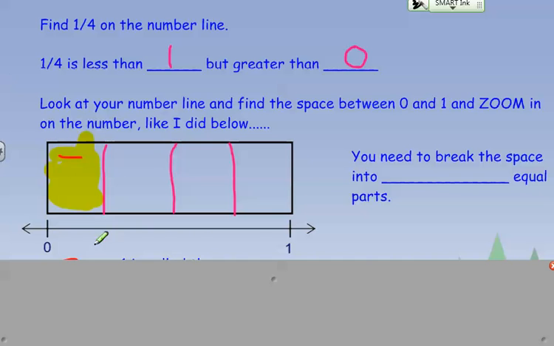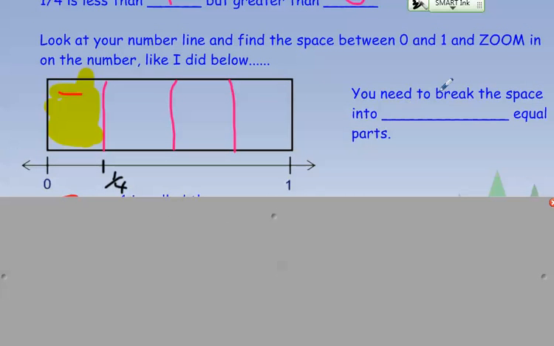So, where is this located on the number line? This is the first one, the first piece out of how many? Out of 4. So this is 1/4 on your number line. So if I asked you to show me where 1/4 would be on the number line, that's how you do it. You break up your whole into 4 equal pieces, 1, 2, 3, 4, and you shade in the first one. So we needed to break the space into 4 equal parts.